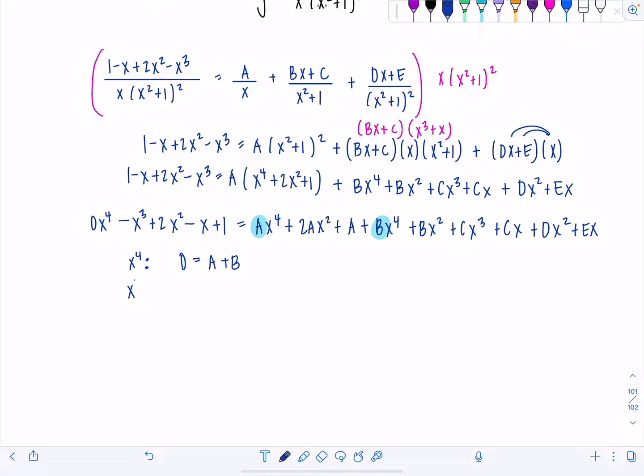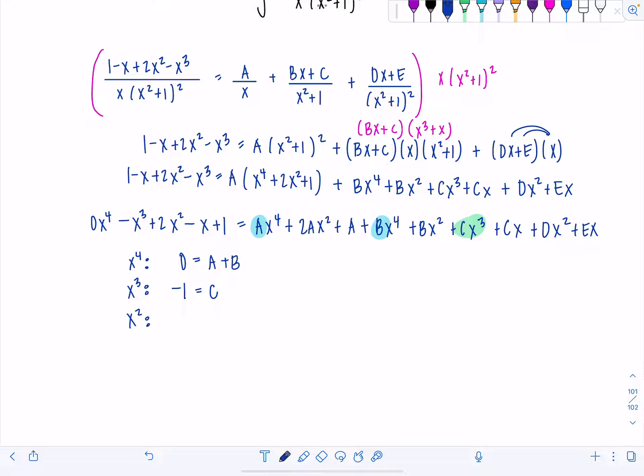So x cubed: what's the coefficient of x cubed on the left-hand side? It's negative 1. You see right here? And then where are all the x cubeds on the right? Just right here. Ooh, that's good. So then we know C is negative 1.